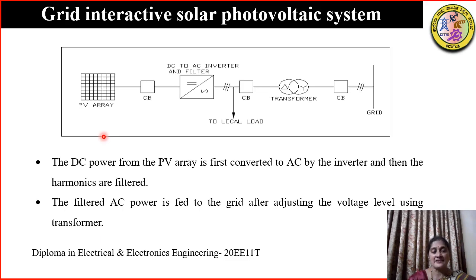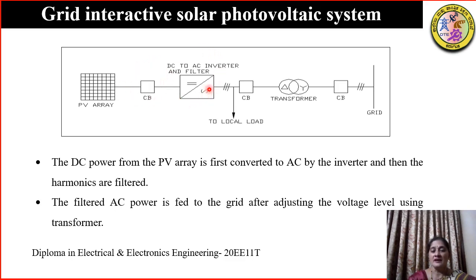In a grid interactive system, when the light falls on the array and a voltage is generated, it is sent to the inverter to convert DC to AC. Now it is sent through a circuit breaker. Now what is a circuit breaker? A circuit breaker is used for protection. It is basically an automatic switch, and the purpose is to disconnect the PV array from the inverter whenever there is a problem or a fault.